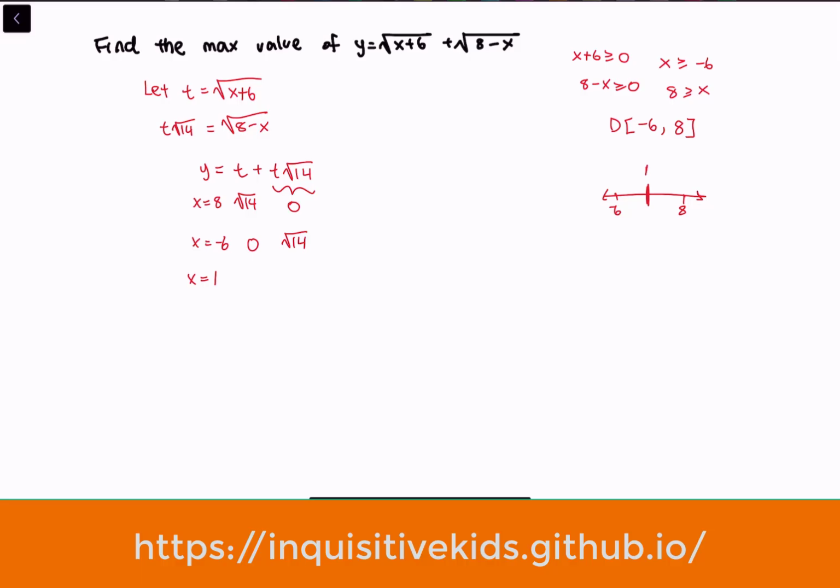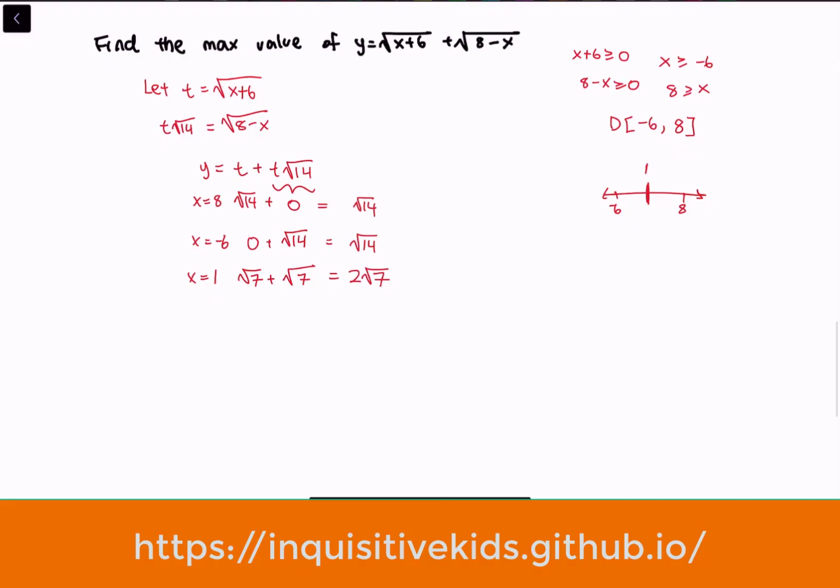t would be equal to square root of 7, while t times square root of 14 would be equal to square root of 7. When we add this together, we get 2 times the square root of 7. Let's see if this is larger than the other two values we got. In fact, it is, because when you square all of these values, we can see that 2 times the square root of 7 gives us the largest.